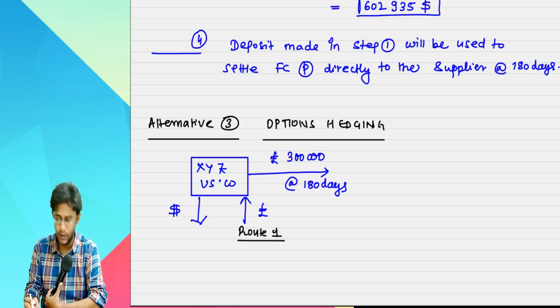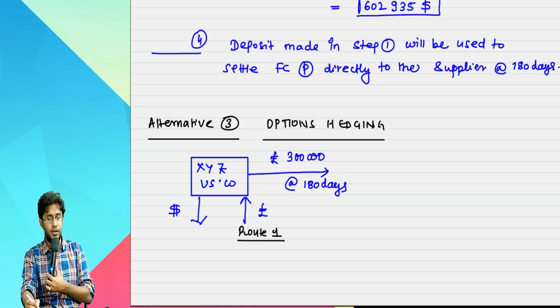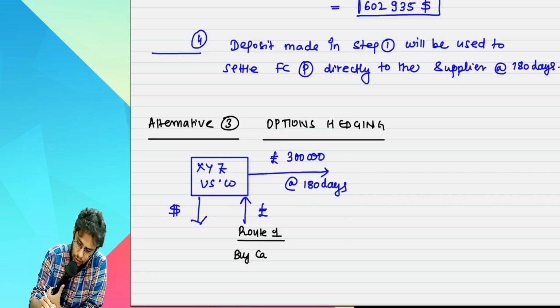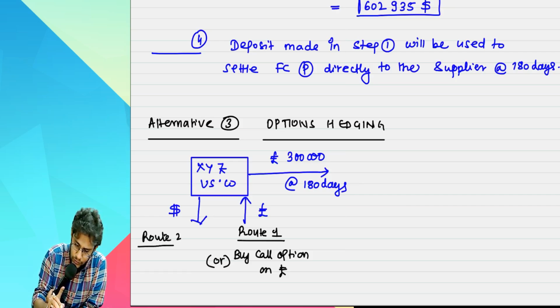Route 1. Tell me, sir, what is your route 1? Buy call option on pound, or, what is route 2? Buy put option on dollar.